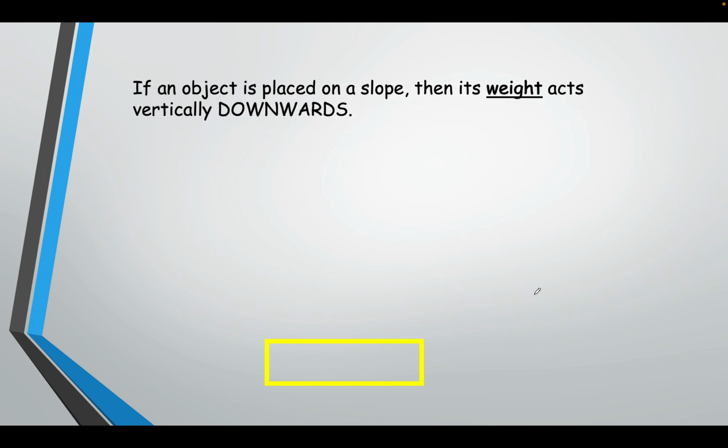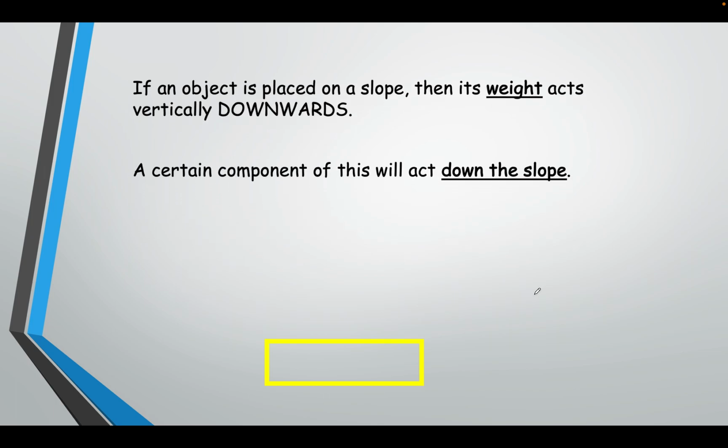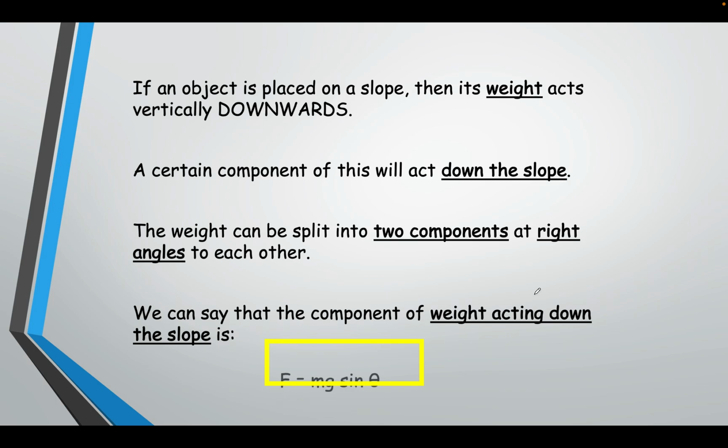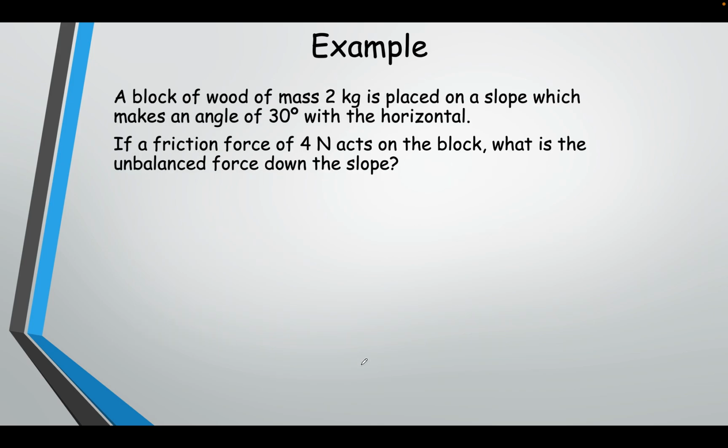So, just to keep in mind that the weight is directly downwards. Only a component of the weight is going down the slope. So we are splitting it up. The bit that's acting down the slope, the most important force, is the mg sine theta. That's how to find the component of the weight going down the slope. W equals mg, and then we're adding the sine theta because there is an angle there.